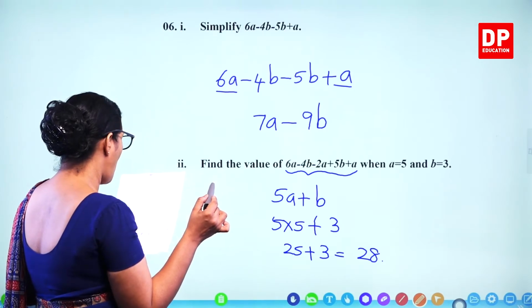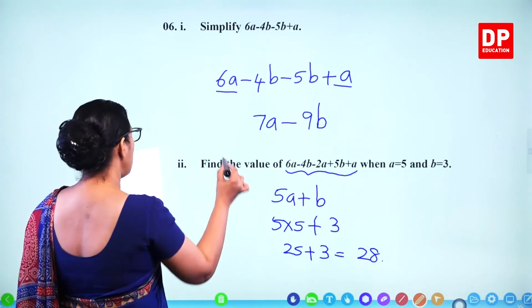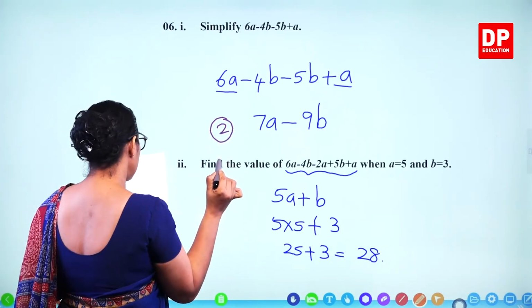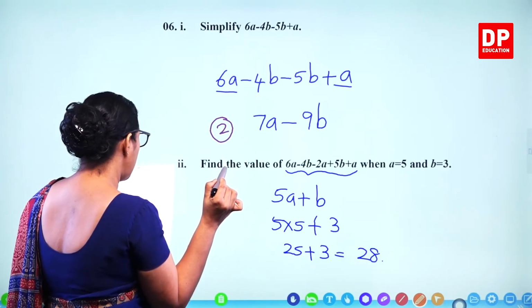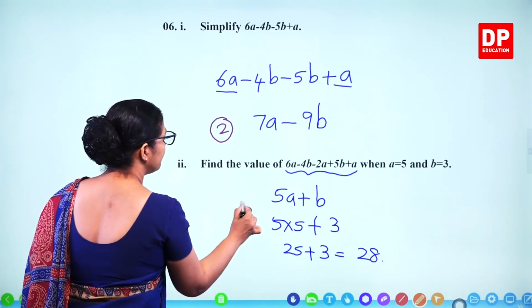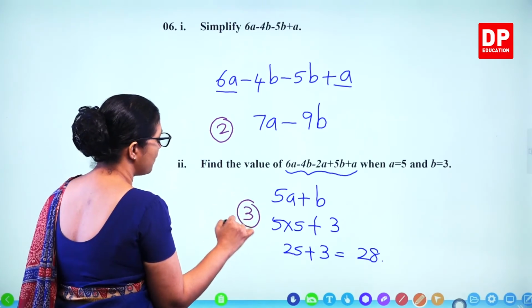So let's see how many marks. 7a minus 9b, 2 marks. And 28, 3 marks. So 5.